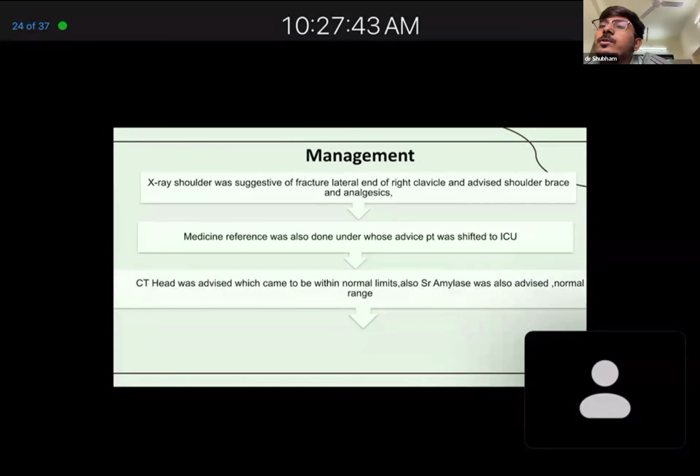X-ray from the ortho side: X-ray shoulder was suggestive of fracture of the lateral end of the right clavicle, and a shoulder brace, analgesics, injection pantoprazole and injection ondansetron were given to the patient. Medicine reference was also done from the ortho side, under whose advice the patient was shifted to ICU. CT head was advised, which came to be within normal limits. Also, serum amylase was advised from the medicine side, and it came to be in the normal range.